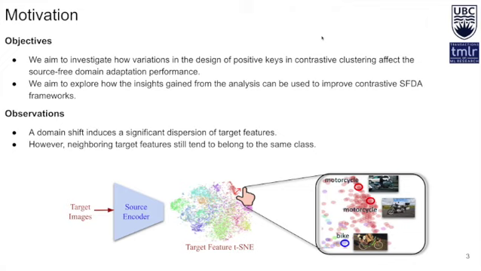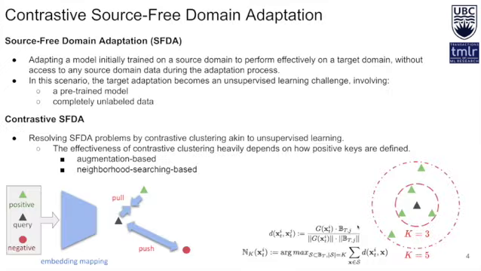However, the neighboring target features still tend to belong to the same class, which means in the latent space, the features that share the same ground truth are much closer than the features that have different ground truths.